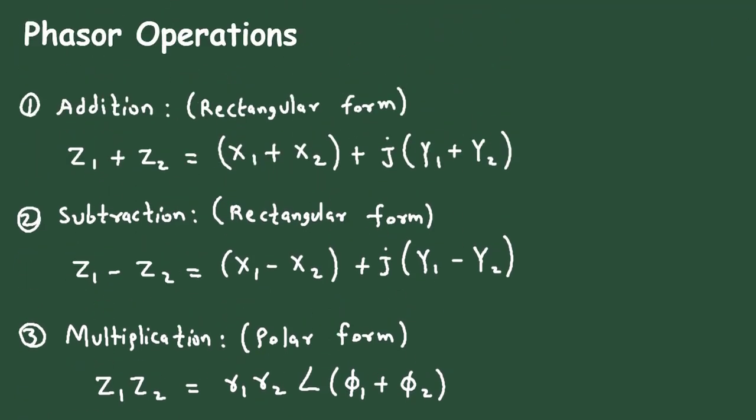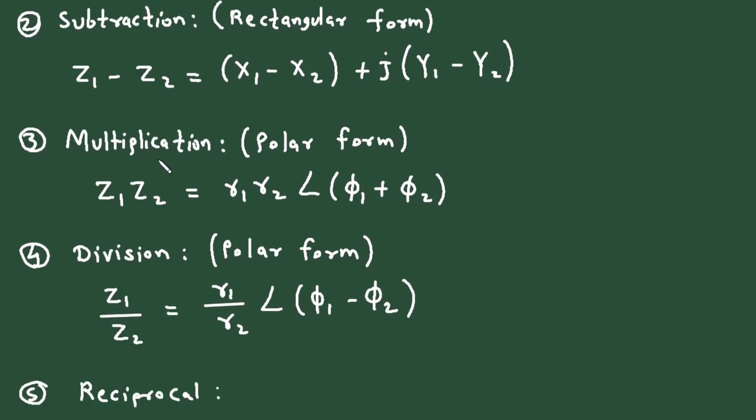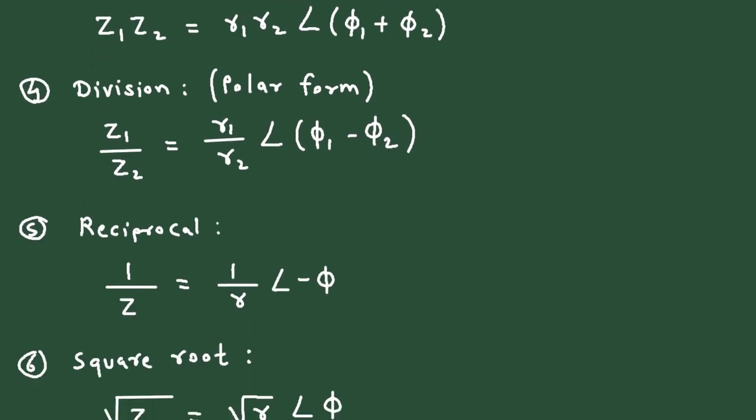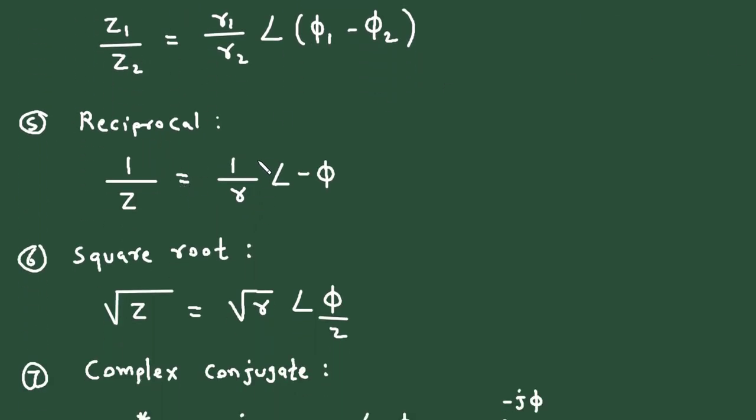So again, let's revise it. For addition, first we have to add the real part and then the imaginary part. For subtraction, we have to subtract the real part and then the imaginary part. For multiplication, we have to multiply the magnitudes and the angles will be added. For division, we have to divide the magnitudes and the angles will be subtracted. For reciprocal, it will be 1 upon magnitude at an angle, where the angle will be the opposite sign: if it is positive here, it will be negative there, and if it is negative here, it will be positive there.